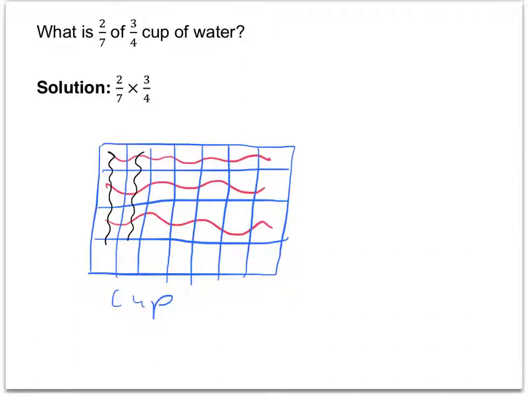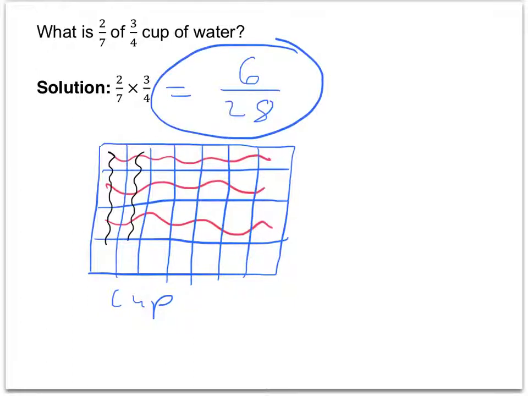And so let's figure out our answer here. So in our whole here, we have got 4 rows and 7 columns, so we've got a total of 4 times 7, which is 28 pieces. And then in the end, we selected 1, 2, 3, 4, 5, 6 of those pieces, and so that's going to be our numerator, which is 6. So there's our answer. 2/7 times 3/4 is 6/28. Now we could simplify that fraction, but we're not going to worry about that.